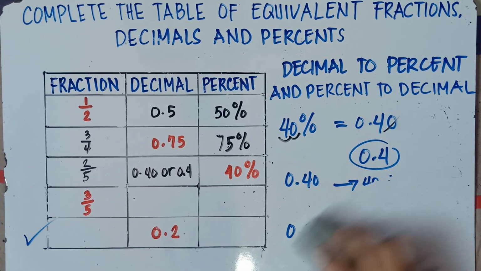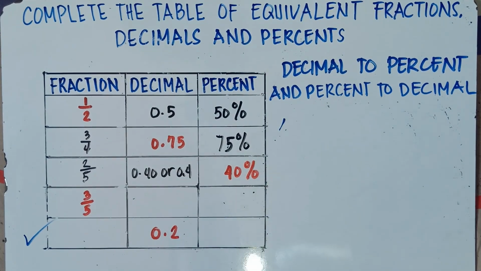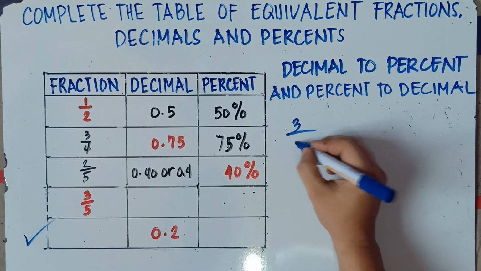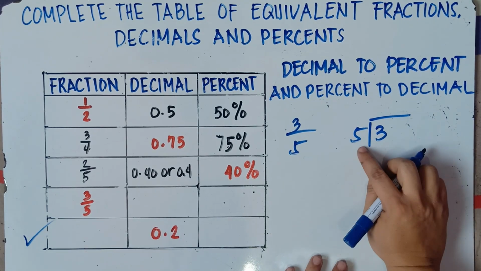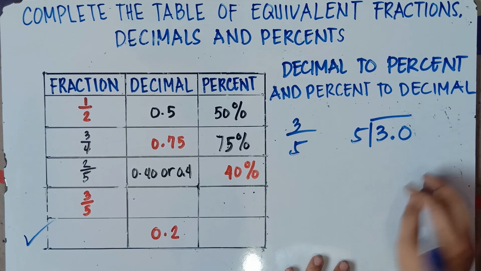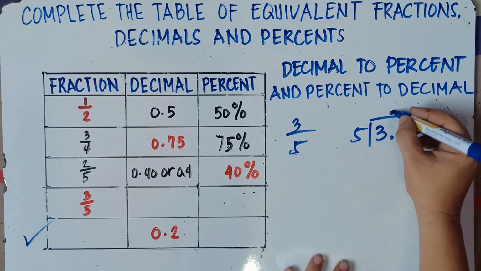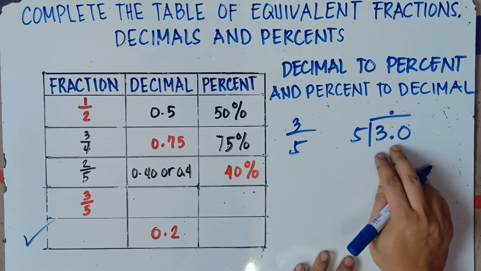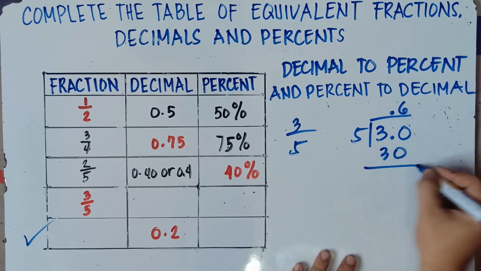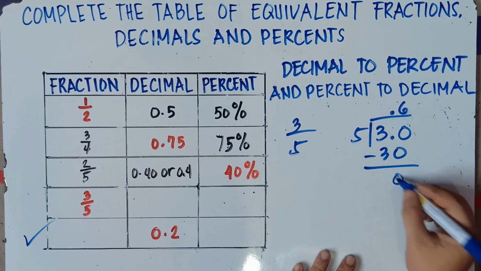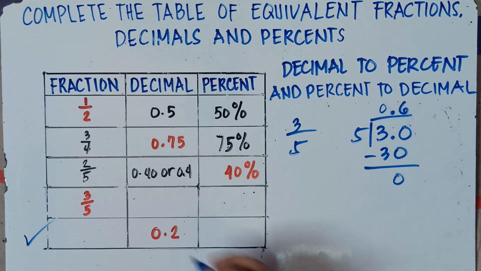Alright, so let's have 3 over 5, last one. Change this one into decimal. So 3 over 5, change into decimal. So that would be 3 divided by 5. 3 divided by 5, that cannot be. We add 0. This is the point. You add the point on the top. You align. So this becomes 30. 30 divided by 5 is 6. 6 times 5 is 30. Subtract. 30 minus 30 is 0. So that would be 0.6.